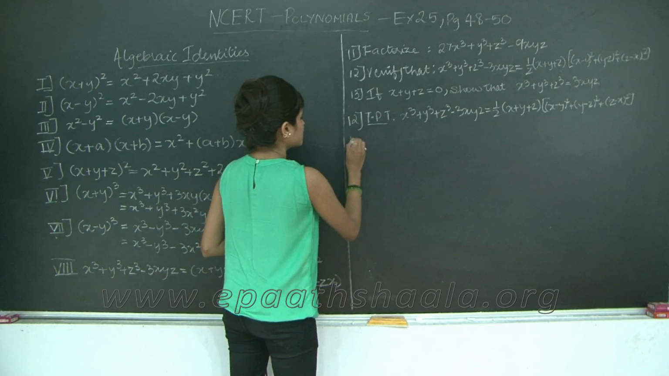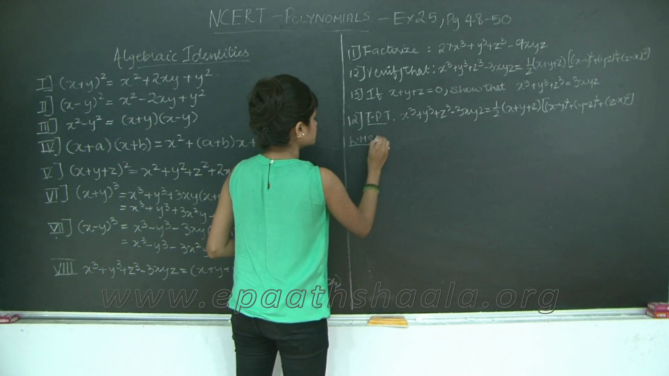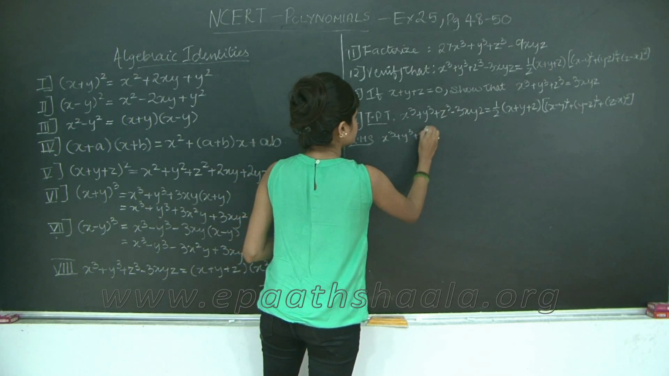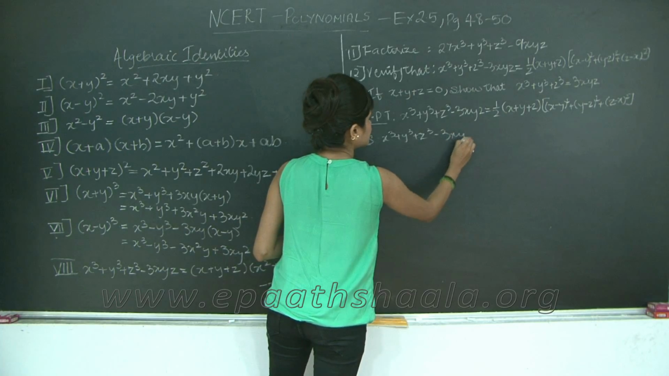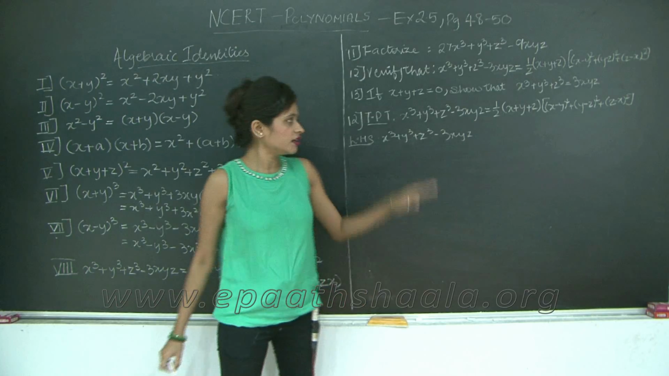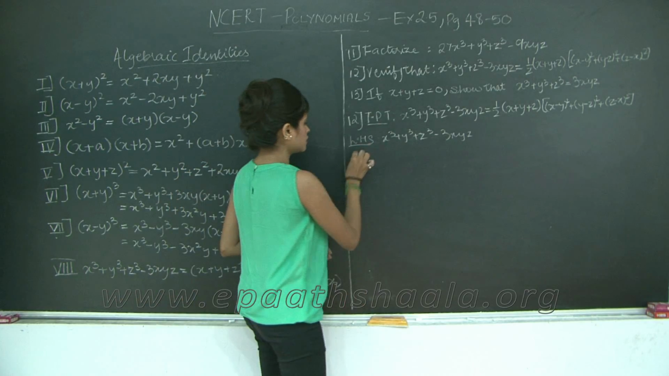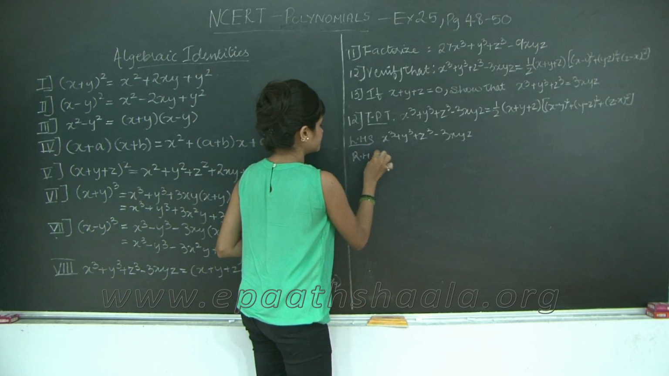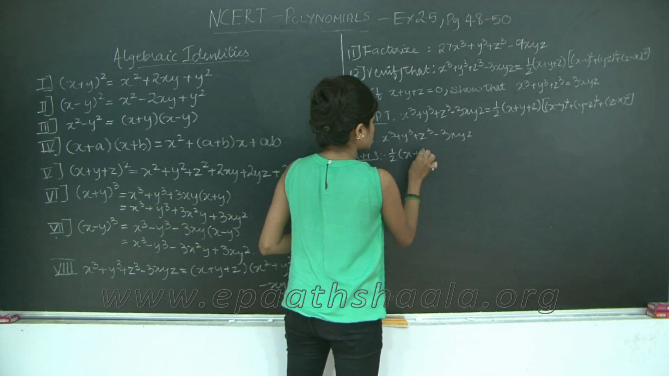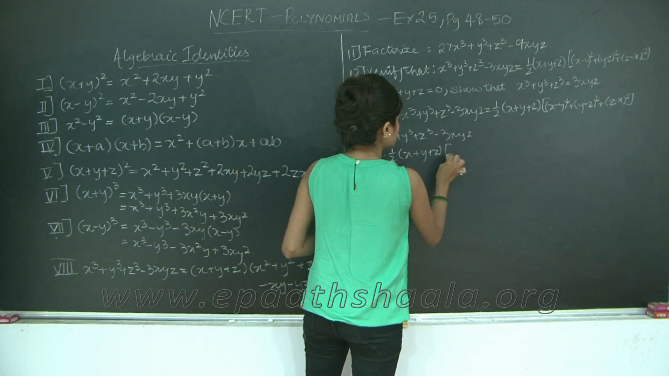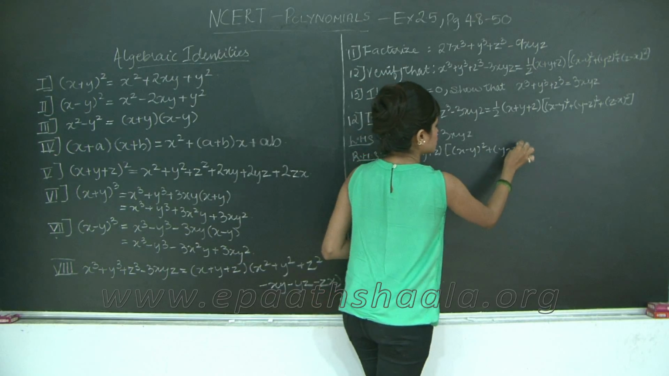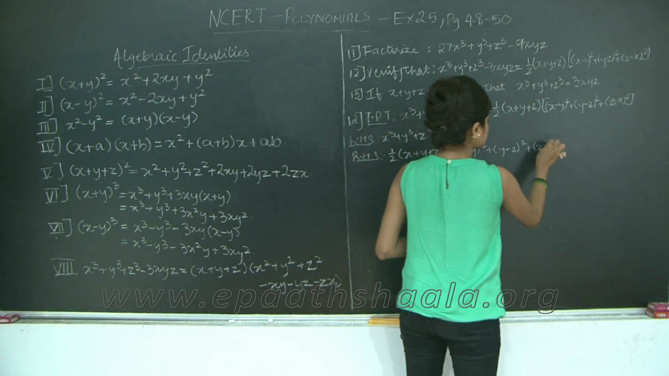Okay. So my left hand side is x cube plus y cube plus z cube minus 3xyz, which is nothing but my identity number 8 if you see, right. So I leave this as it is for now and I will solve my right hand side. So my right hand side is half into x plus y plus z into x minus y the whole square plus y minus z the whole square plus z minus x the whole square.